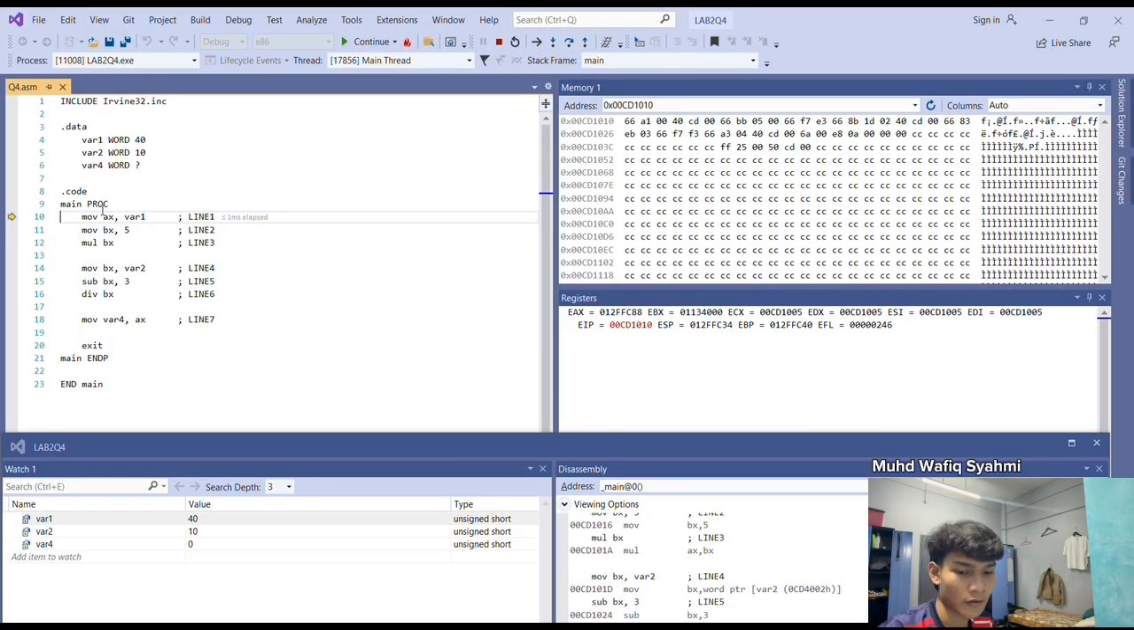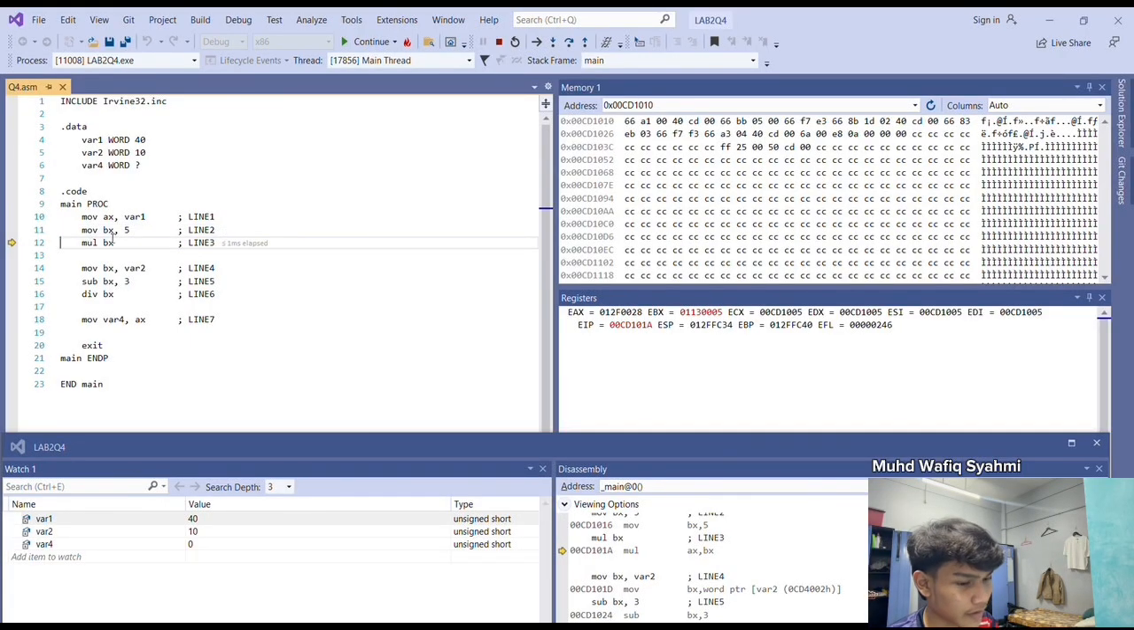Line 1 shows mov AX, var1. This instruction loads the value of var1, which is 40, into register AX. So since var1 is 40, after execution we see AX equal to 40. Then we execute line 2. Line 2 shows mov BX, 5. This instruction loads the value 5 into register BX, and after execution we see that BX equals 5.